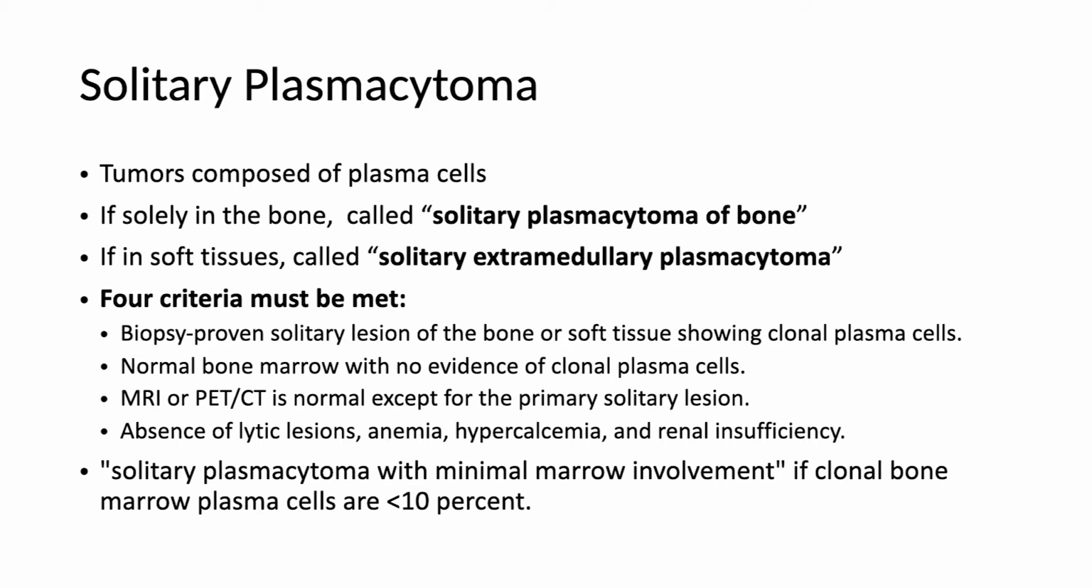As I said, 4 criteria have to be met: biopsy proven, solitary lesion of the bone or soft tissue showing clonal plasma cells, normal bone marrow with no evidence of clonal plasma cells, and sometimes you can have minimal marrow involvement if clonal plasma cells is less than 10%. And the MRI and PET scan and other imaging is normal except for the primary solitary lesion. You should not have evidence of anemia, hypercalcemia, renal insufficiency, which are the signs of end organ damage.